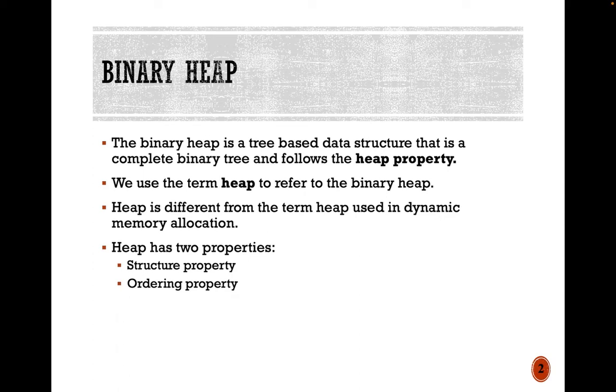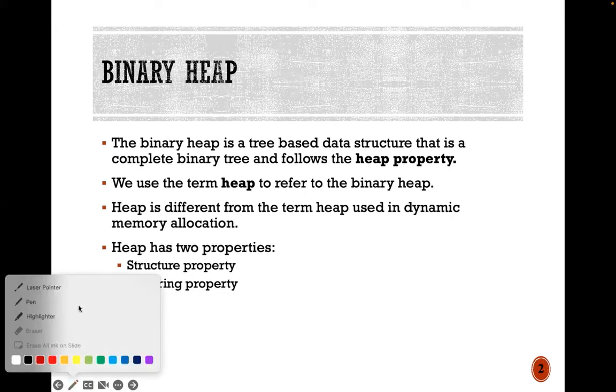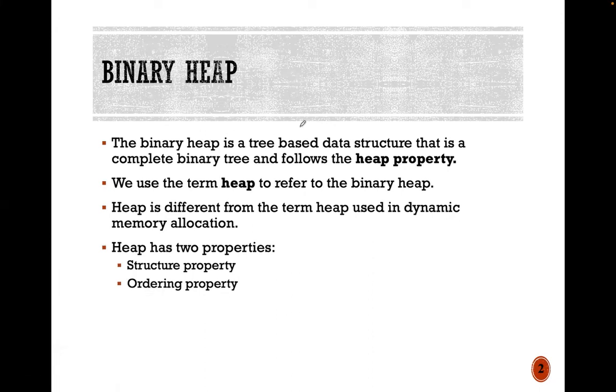We're going to learn about binary heap and see the properties of binary heap. As we know, for every data structure, we are going to implement it as an abstract data type. So we're going to learn about the operations that we are going to implement for binary heap. A binary heap is a tree-based data structure that is a complete binary tree and that follows the heap property.